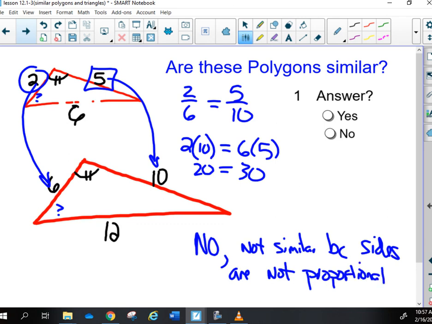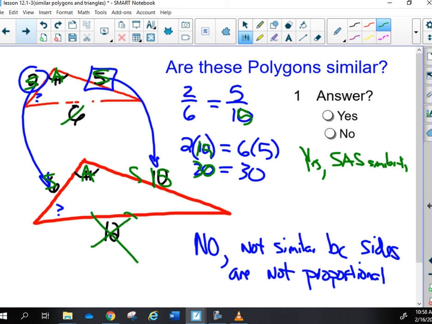You had to have a set ratio there. If I would have made this one right here 15, and I would have had 2 times 15, I would have had 30 equals 30, then I could have said yes, by side angle side similarity. But I didn't have a proportion. See, there's the side, there's the angle, there's the side, side, angle, side. I don't really care about that one right there.